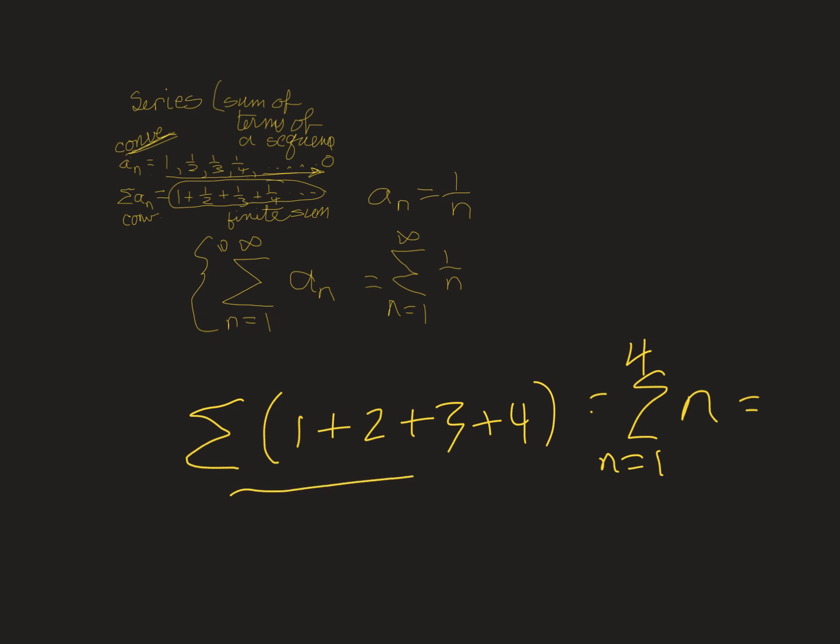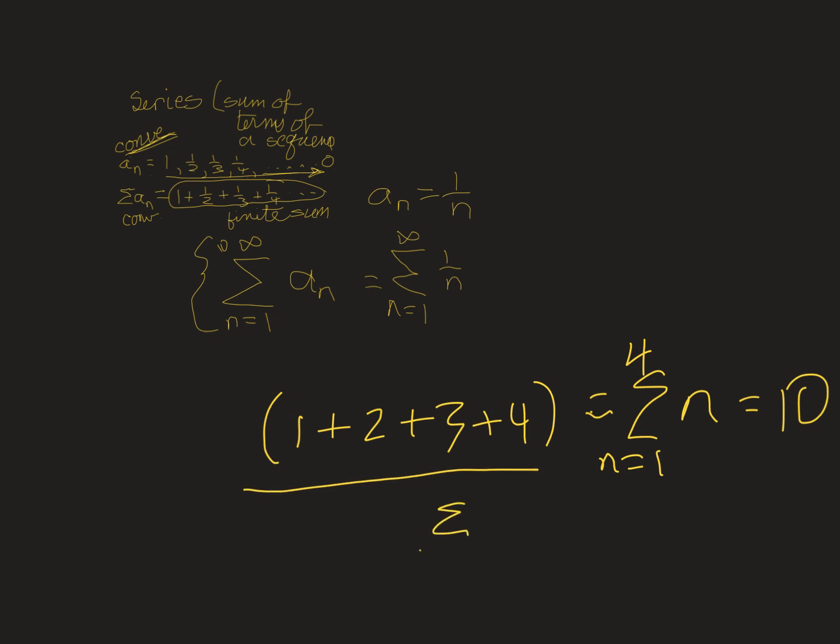Now notice this partial sum exists. In fact, you end up getting 10. That's really 1, 2, 3, 4. The sum 1, 2, 3, 4 can be written as this particular series, and we have a partial sum. So it turns out all sequences have partial sums.